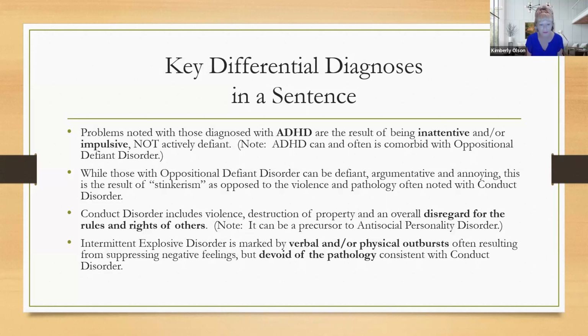Okay. Oppositional defiant disorder, again, we're often going to be looking at parenting issues. We don't necessarily see pathology yet. Conduct disorder includes violence, destruction of property, and an overall disregard for the rules and rights of others. Okay, this is where we start seeing the pathology. And sometimes it's hard to recognize because even kids that I worked with at the hall already knew very much how to manipulate, okay, how to feign anxiety or feign empathy, and are very, very good at reading people.